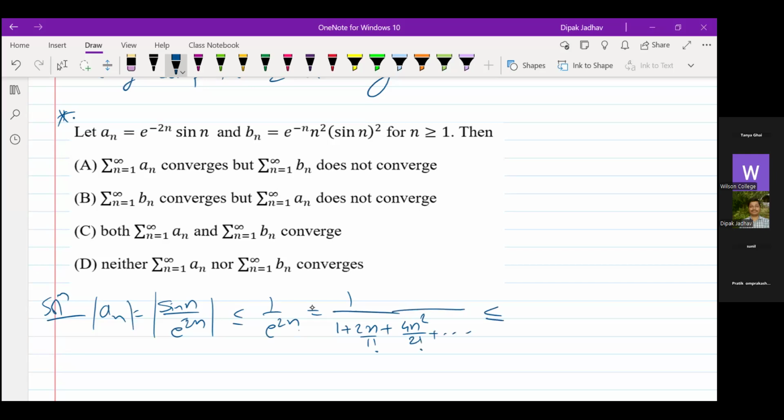Again, I'm using the same trick. This will be less than or equal to 2 factorial upon 4n square. I'm deleting all terms except this term, and all terms are positive, so your value will increase. So by comparison test, summation an converges absolutely.